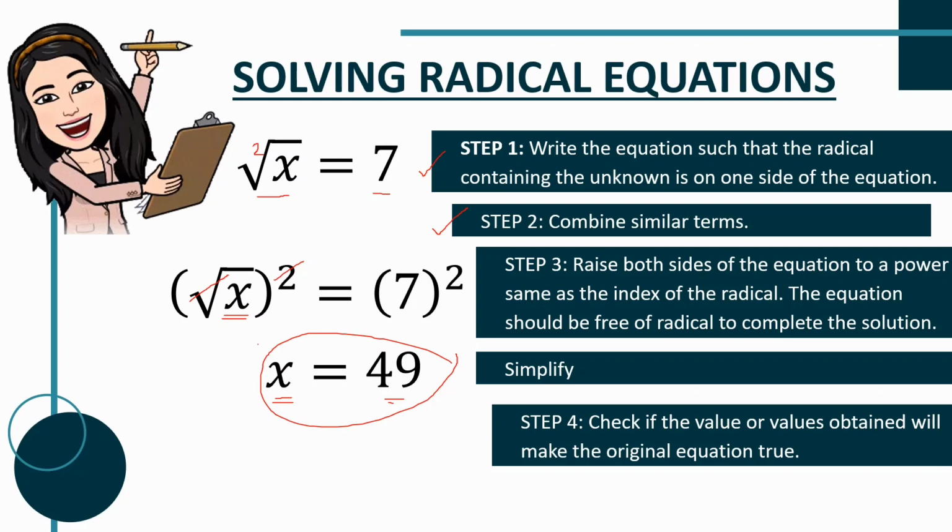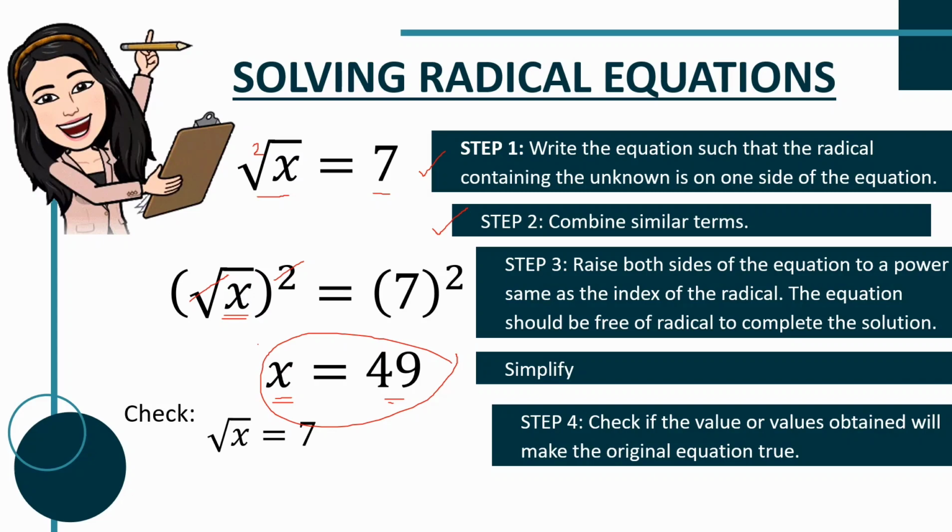And for the last step, we have to check if the value or the values obtained will make the original equation true. So, kailangan i-check natin, tama ba that x is equal to 49? We have to go back to the original equation in checking. So, what is our original equation? Yes, we have square root of x is equal to 7. So, therefore, since we already arrive on the value of x, which is 49, isa-substitute ngayon natin si 49 to our original equation sa value ni x.